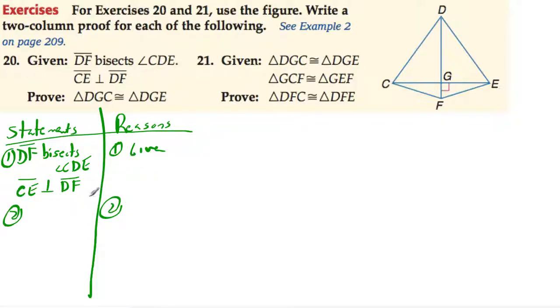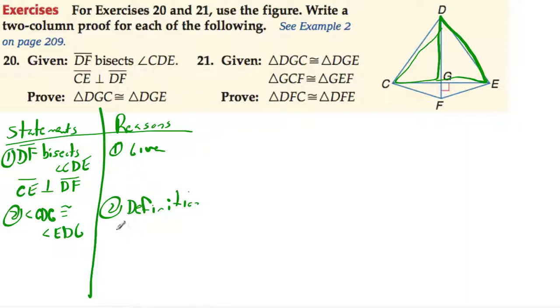Step 2. So we're aiming for this triangle here being congruent to this triangle there. So we get that, well, what does it mean to bisect? It means that angle CDG is congruent to angle EDG, and that's definition of angle bisector or bisection. Then we also got DG is congruent to DG, and that's reflexive.